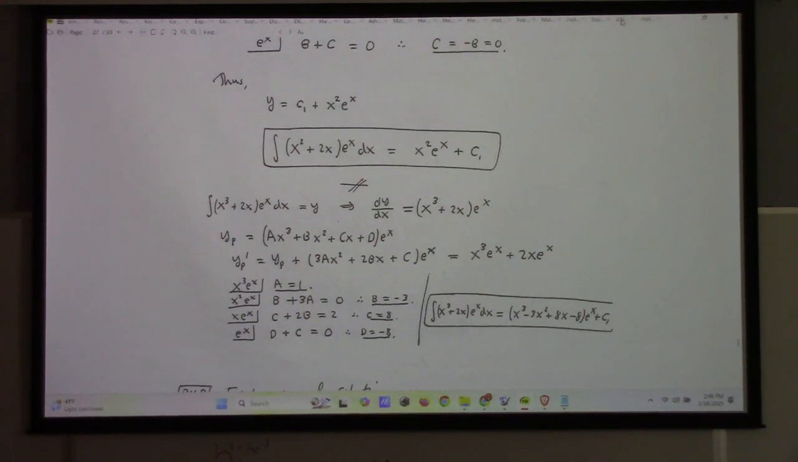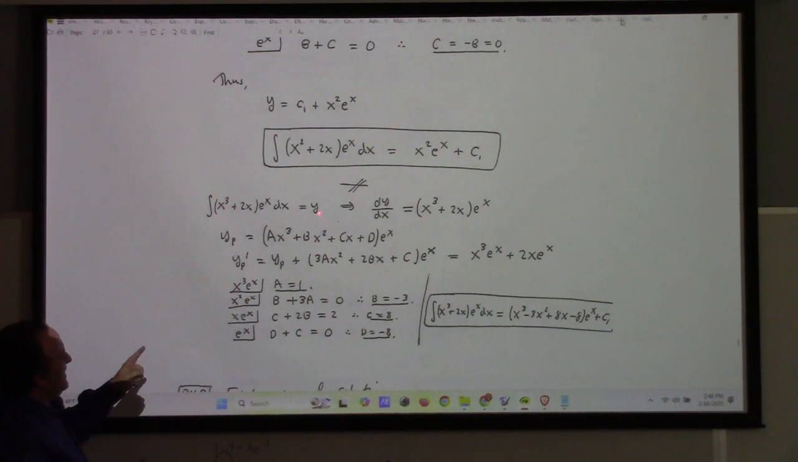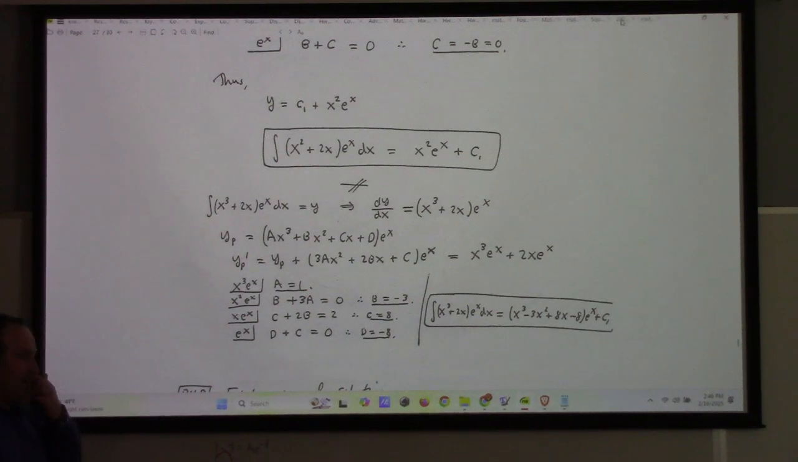But this is worth stopping and looking at for a second. How would we have done this integral back in Calc 2? What would we have to do? Do you remember? How do you do the integral of x cubed e to the x? Integration by parts, how many times? Yeah, 3 times, right? If there's an x cubed, that's 3 integrations by parts. And it's not that hard.